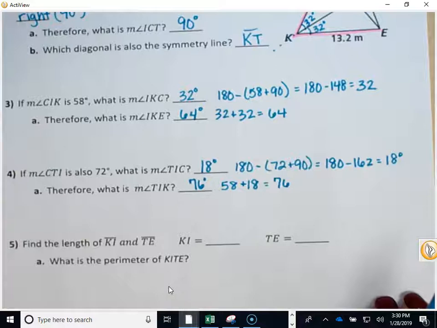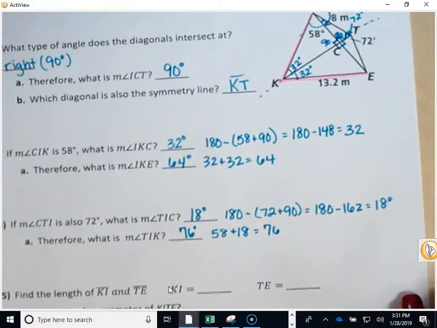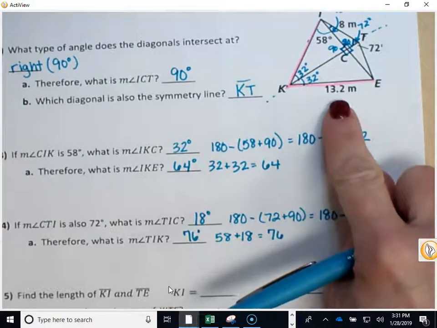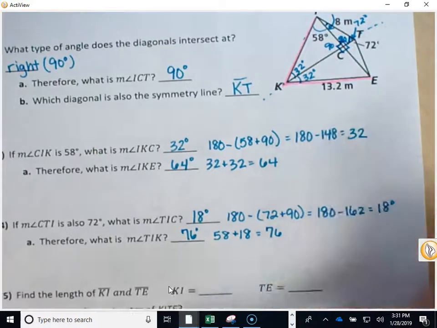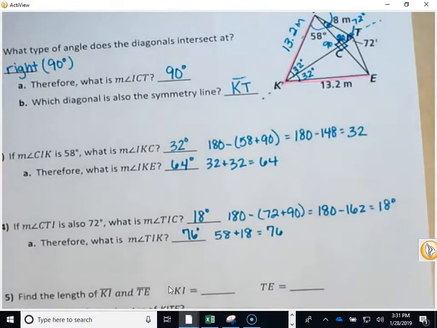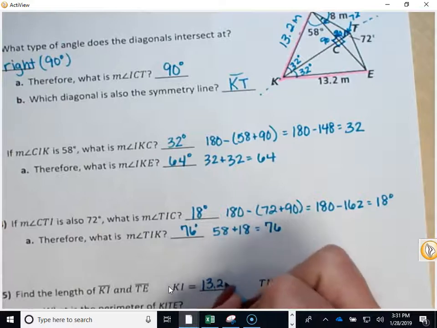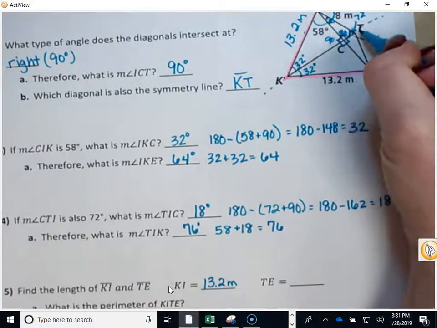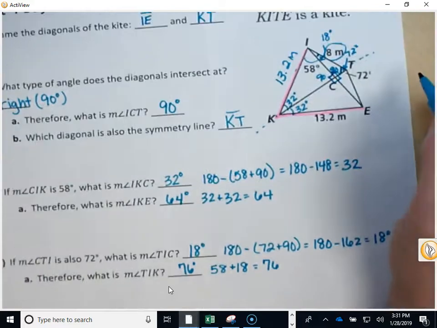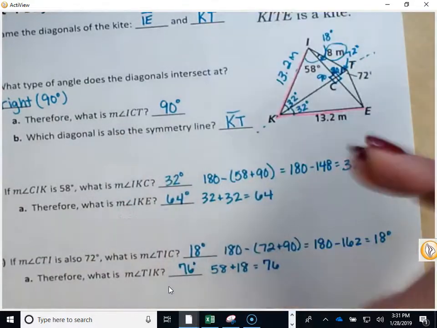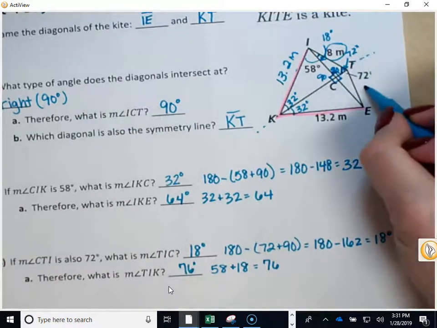Number 5, find the length of KI and TE. Let's see what information they've told us up here. They tell us that KE is 13.2. Since this is a line of symmetry, if I fold that over, this side is 13.2 meters as well. So KI is 13.2 meters. And TE, they tell us TI is 8 meters. I know it's hidden. Let me scooch it down a little bit. So this side length is 8 meters, and that's TI. When that's folded over this line of symmetry, it lands on TE, so TE is also 8 meters.